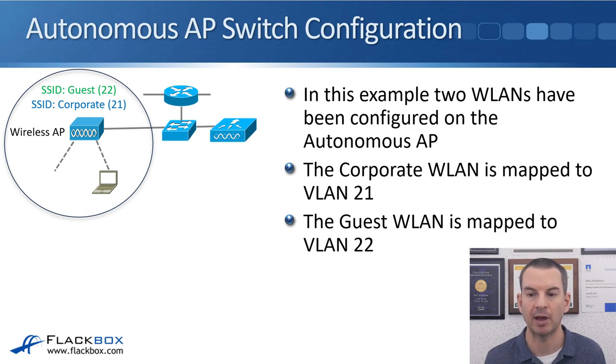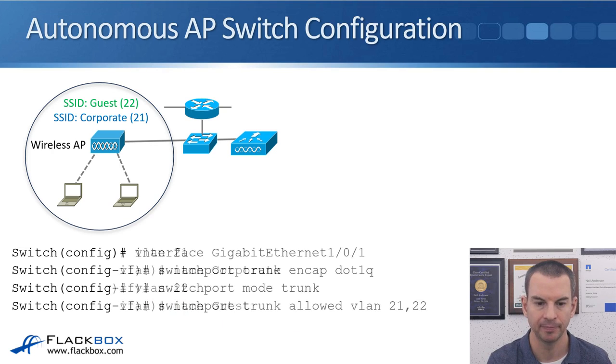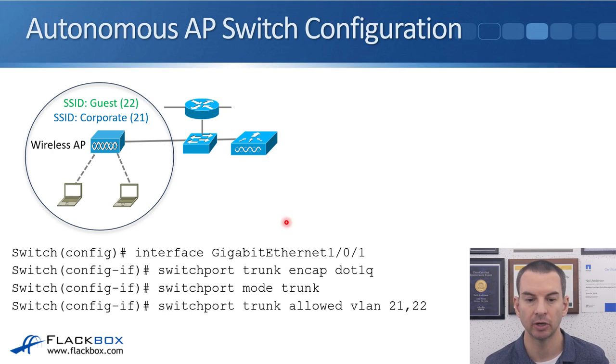Again, it's the same example. We've got two wireless LANs, and we've got the corporate WLAN with VLAN 21 and the guest WLAN, which is mapped to VLAN 22. So we will create our VLANs first. So at global config on the switch, I have said VLAN 21, name corporate, and then VLAN 22, name guest. Then I need to configure the port on the switch, which is connected into the AP. So in our example, it's interface gigabit Ethernet 1/0/1.